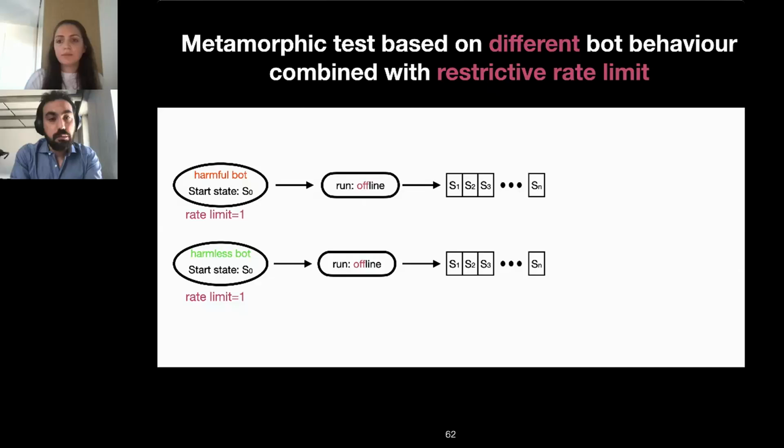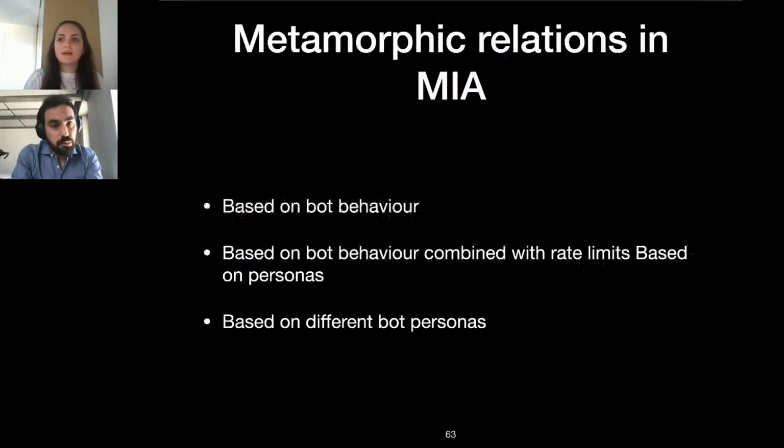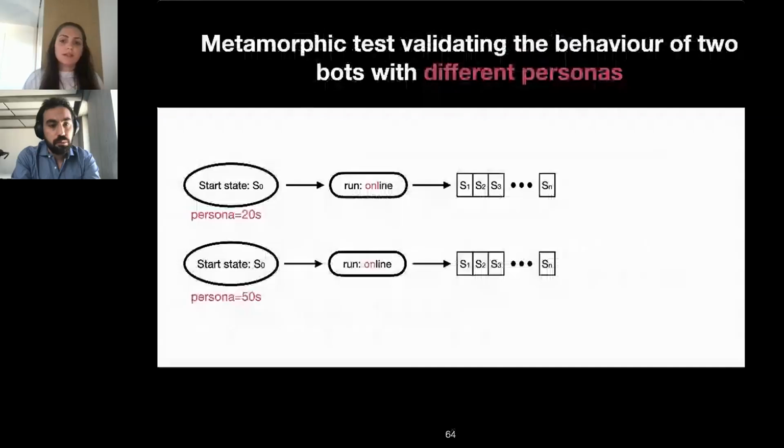The third type of metamorphic relations that we test is based on different bot personas. The bots that are crawling through the social graph can belong to different age groups. These bots do not represent a specific person, but they capture the behaviors of people in their 20s and in their 50s. If these two types of persona traverse the social graph, even in online mode, there is a specific type of people that we expect them to visit. We expect them to visit people in a very similar age group to their own.